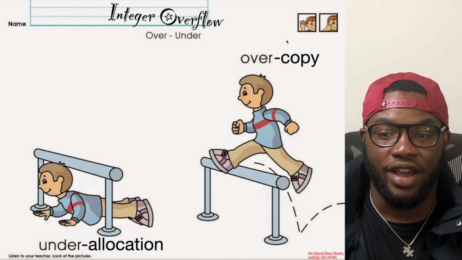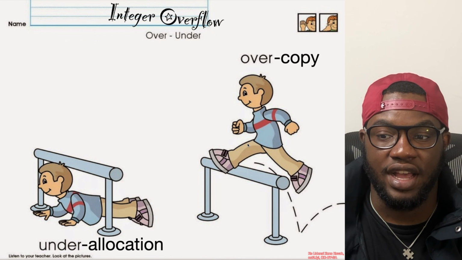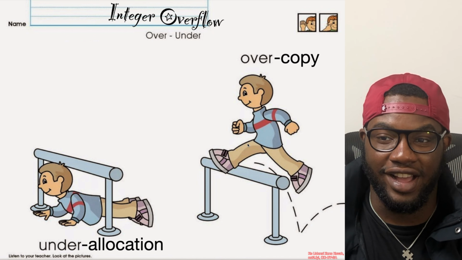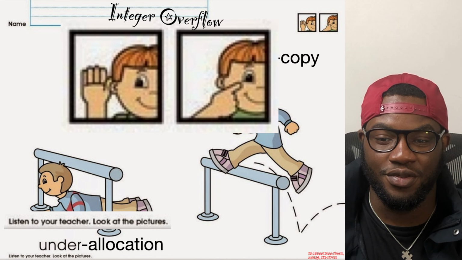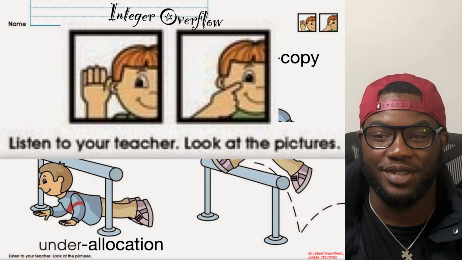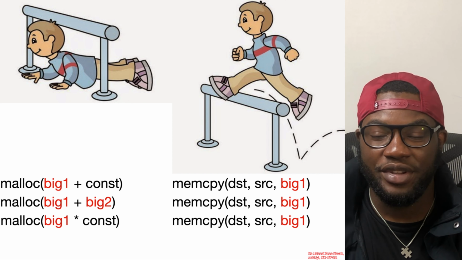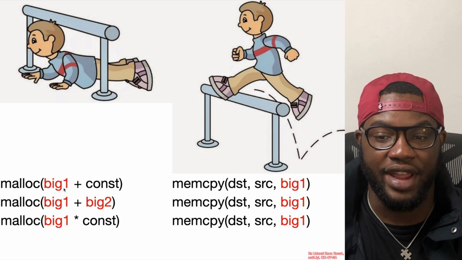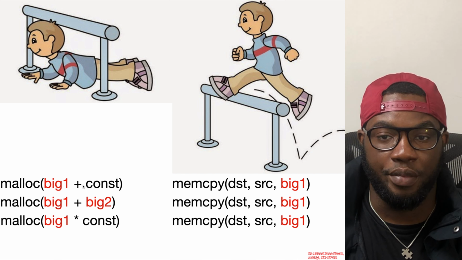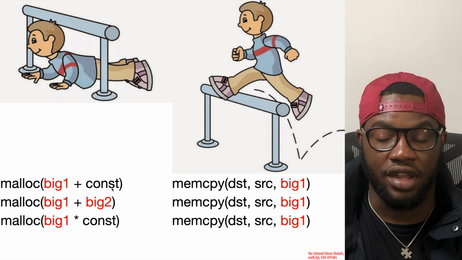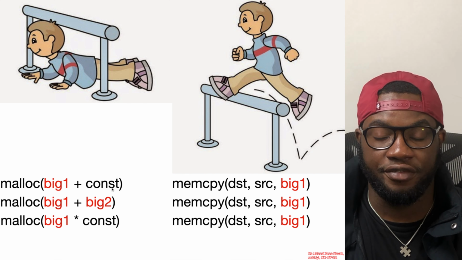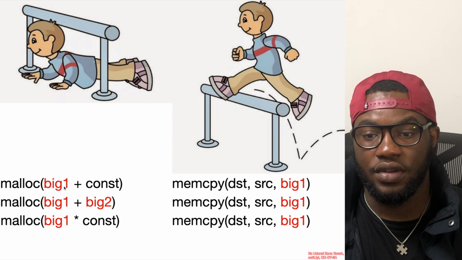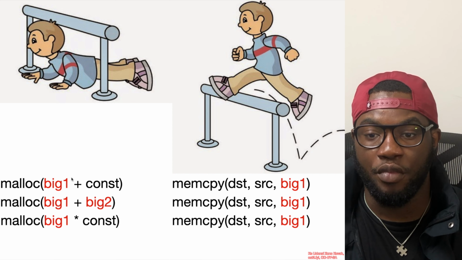We can see here that underallocation and overcopies are known consequences of integer overflow. As this slide illustrates, we want to look at the pictures. Now, assuming that we have a big number that is attacker controlled, that's the stuff highlighted in red. When we carry out this arithmetic operation for addition with a constant, if the number is big enough, that is, if the number is close to the boundary, then this would cause a wraparound and yield a much smaller number.